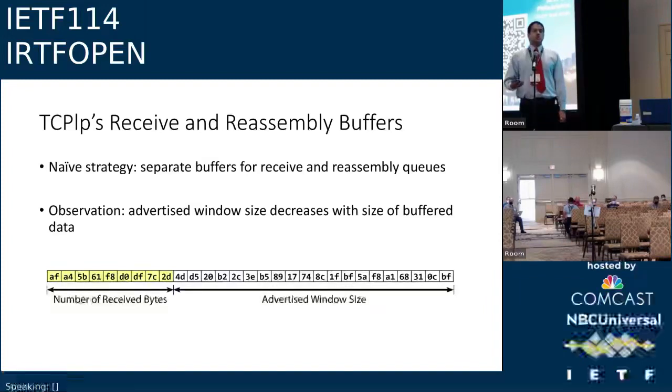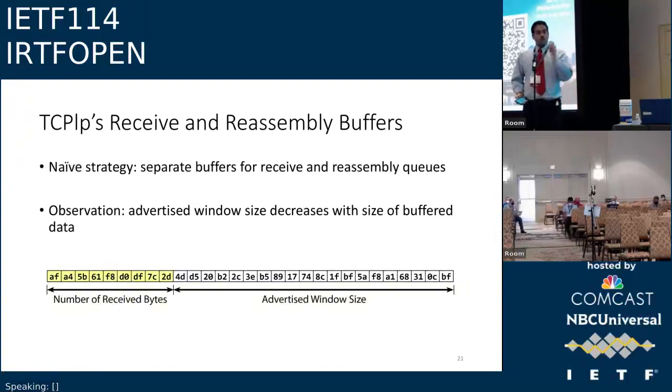And the naive strategy would be to have a separate flat array for your receive queue and for your reassembly queue. Now, to optimize this, what we observe is that there's an interesting relationship between the advertised window size, the number of bytes we currently have, and the total size of the buffer, which is that the number of received bytes plus the advertised window size is equal to the total size of a receive buffer.